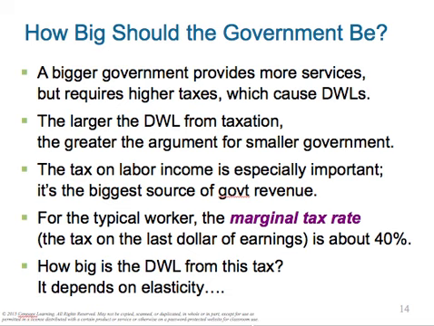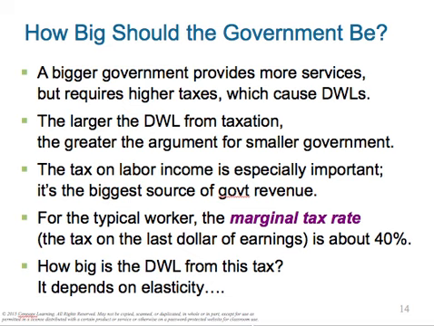Okay, so you're taxed on your income, your payroll taxes, what the government takes from your check each pay period. For the typical worker, the marginal tax rate, that is the tax on the last dollar of earnings, is about 40%. So across the board, you're looking at about 40% of your income going to tax revenue. So how big is the deadweight loss from this tax? Well, it depends on elasticity on a case-to-case basis.